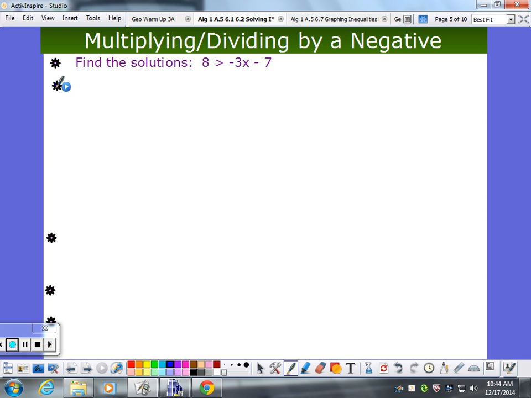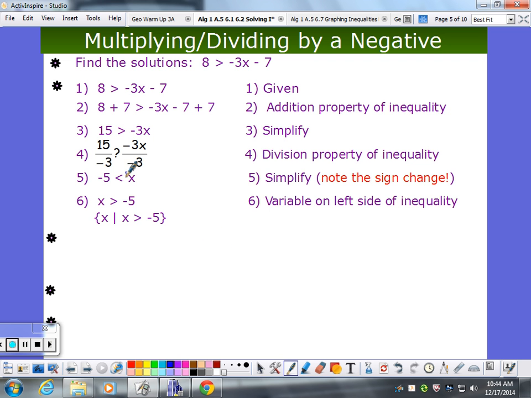Multiplying, dividing by a negative. Find the solutions to this. Okay, this one's on here. So there's my given. I got a whole bunch of stuff here. So let's see what I'm doing here. The first thing I'm doing is I'm adding 7 to both sides, right? Who says? Addition property of inequality. Simplify that out, right? That becomes a 15. That's my 0. Then I am dividing both sides by negative 3 using the division property of equality.